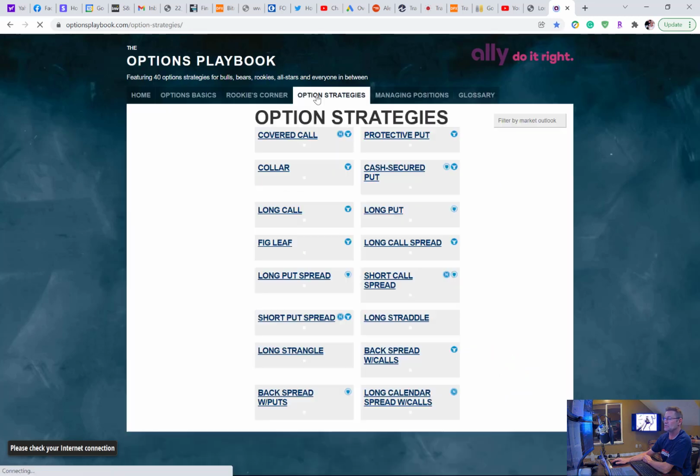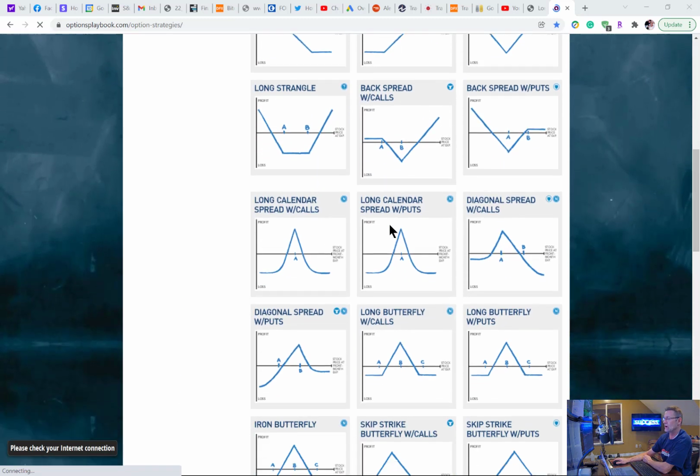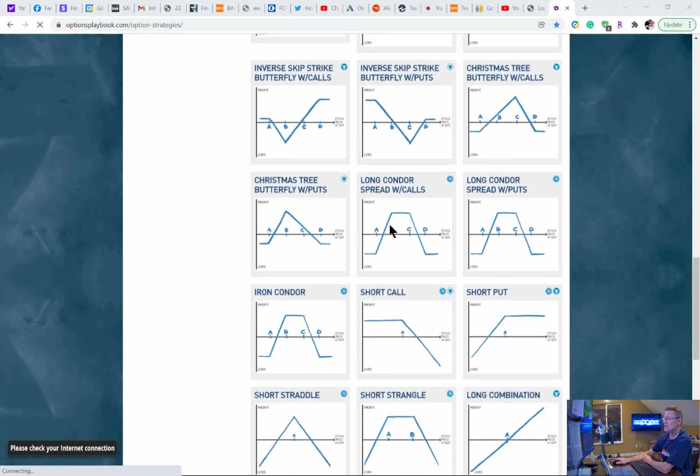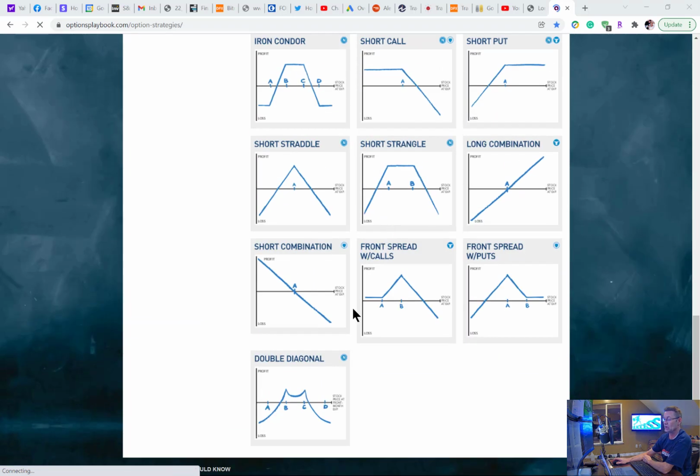You can go to their option strategies page, and this is my favorite page right here. You can see that they've got quite a bit of links here, and they've got trades set up for pretty much every trade that's out there. I was just looking through it here. I don't see an example of a box trade, which is one of my favorite trades, but they do have things like double diagonals, which is an awesome, awesome trade if you can set it up correctly.